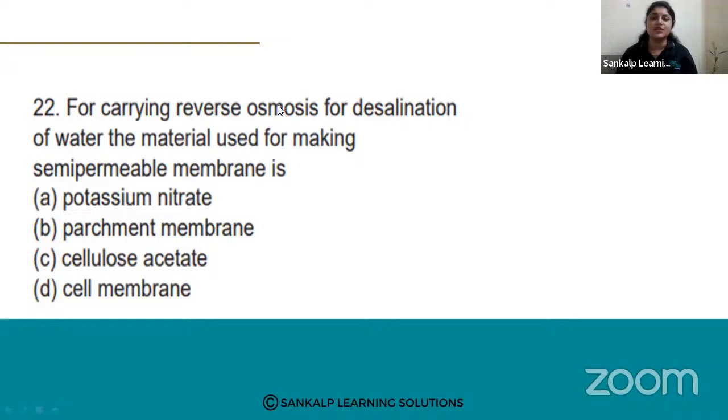For carrying reverse osmosis, for desalination of water, the material which is used for making semi-permeable membrane is cellulose acetate. Okay, so this is a theory-based question. So remember, the material which is used for making the semi-permeable membrane in reverse osmosis is cellulose acetate. So this is the answer. We'll go for the next one.